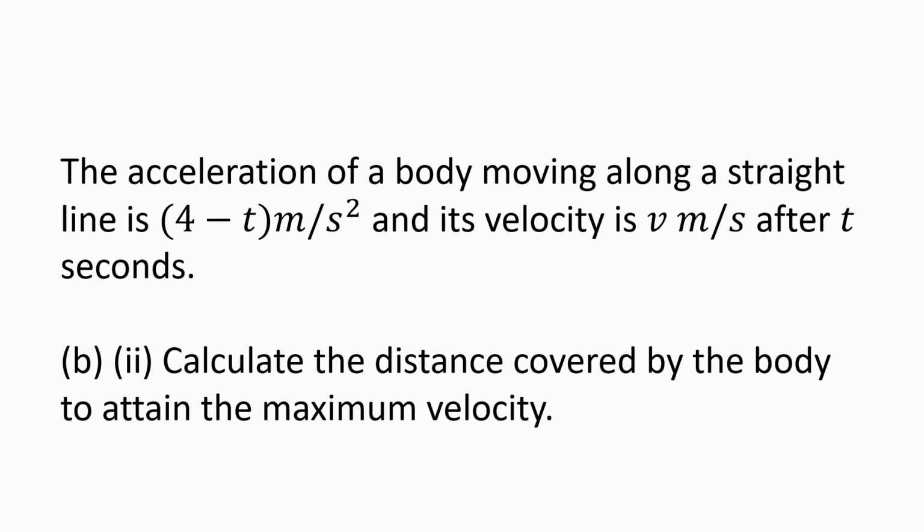Part B2, calculate the distance covered by the body to attain maximum velocity. We have established that the time taken to obtain maximum velocity is 4 seconds. Therefore, it's the distance covered between time t equals 0 and time t equals 4. The velocity equation is 4t minus t squared over 2 plus 3.